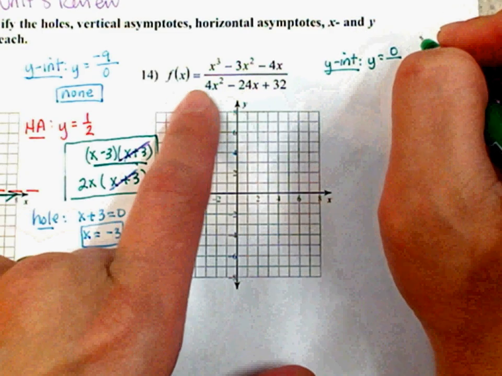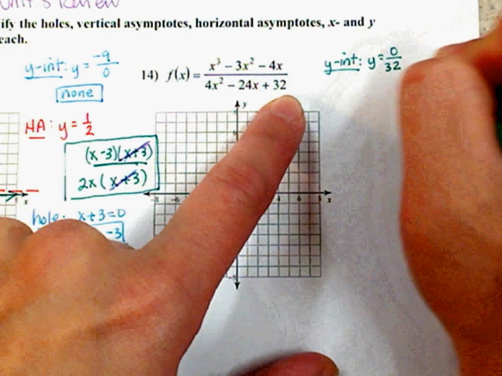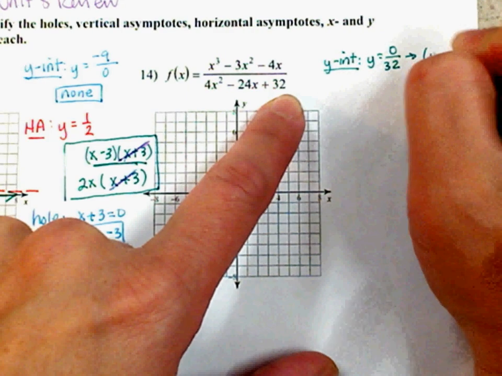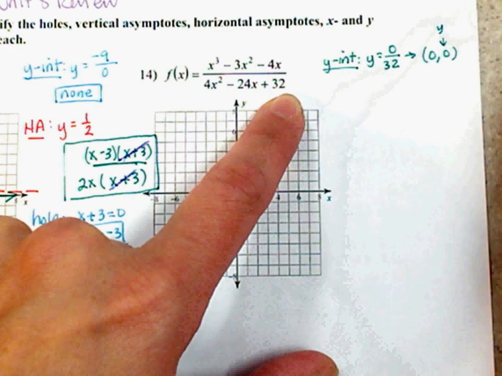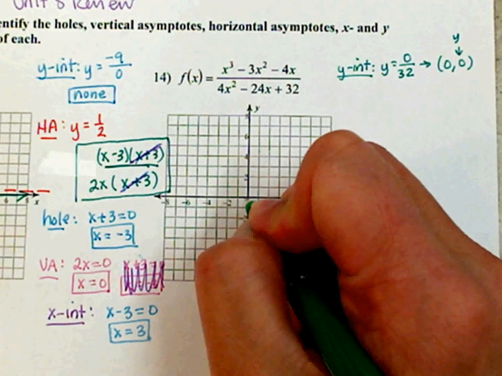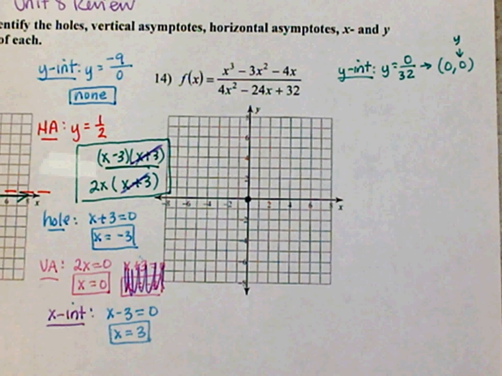0, 0, 32. 0 divided by 32 is 0, so your y-intercept is 0. There's your y. All right. I'm going to cover that up. Next, horizontal asymptote.